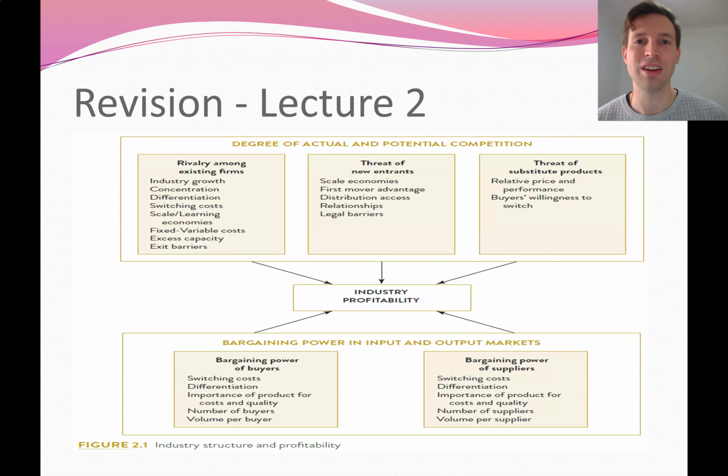When you're doing your management consulting advice, the ability for your company to earn returns higher than its cost of capital and being able to provide advice to managers on how they could improve this, heavily influenced by your industry profitability.